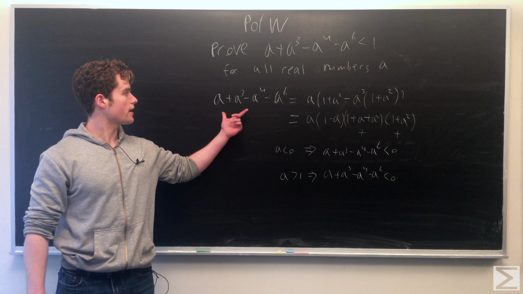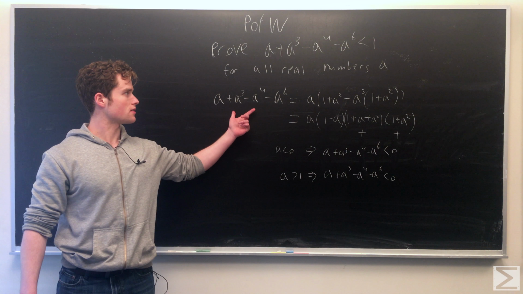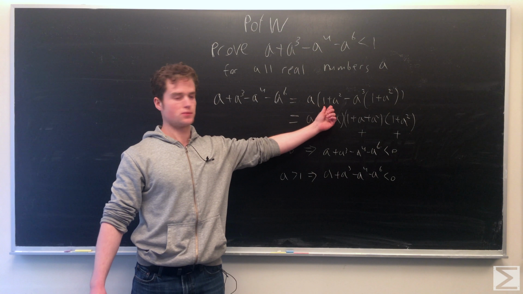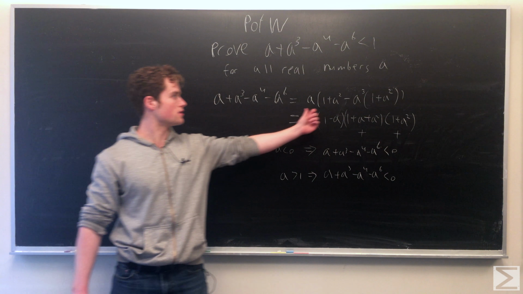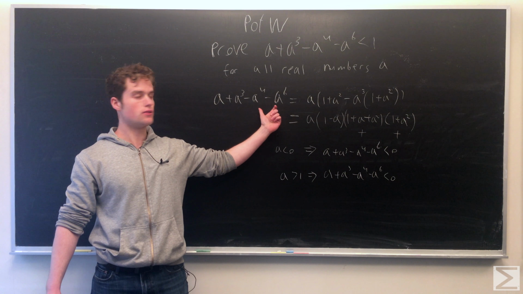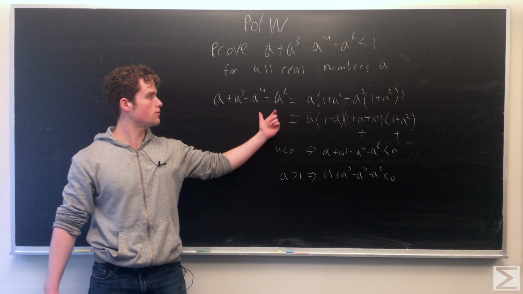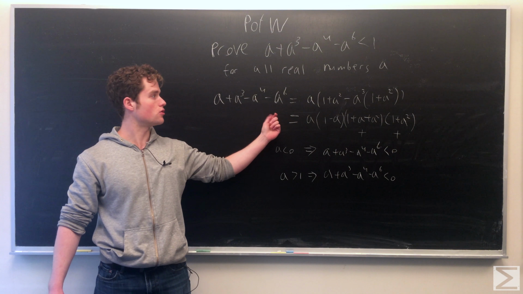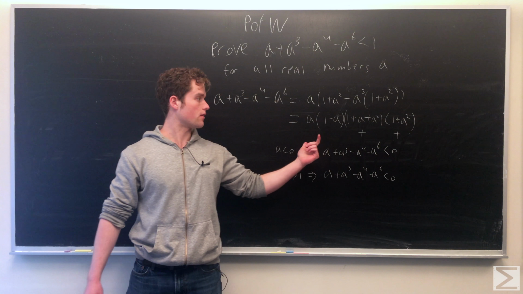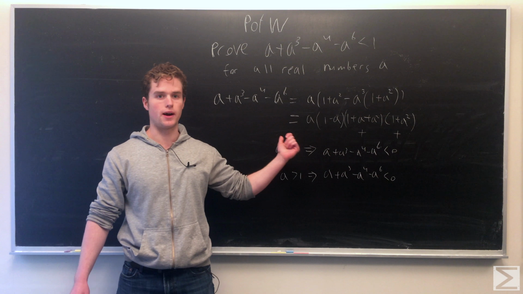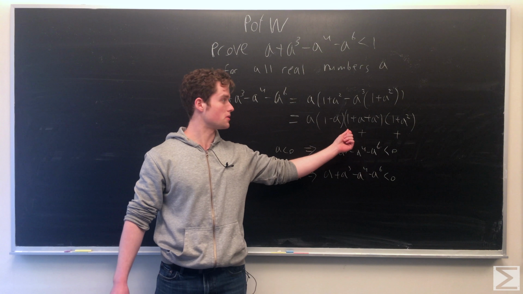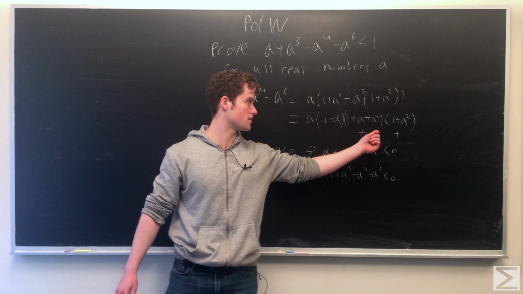Looking at this polynomial, a plus a cubed minus a to the fourth minus a to the sixth, we can factor out an a from the whole thing. Then a plus a cubed becomes 1 plus a squared, and minus a to the fourth minus a to the sixth becomes minus a cubed minus a to the fifth. We can factor out a cubed to get minus a cubed times 1 plus a squared. Factoring out the a squared, and also factoring out 1 minus a from 1 minus a cubed, we can factor this as a times 1 minus a times 1 plus a squared times 1 plus a squared.